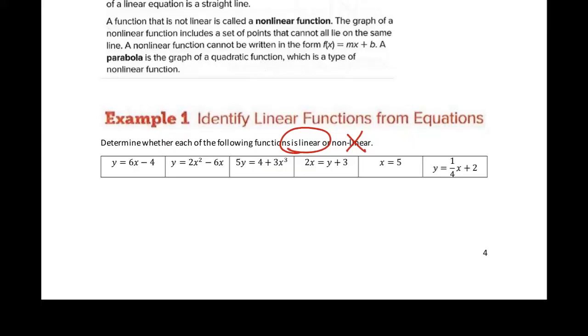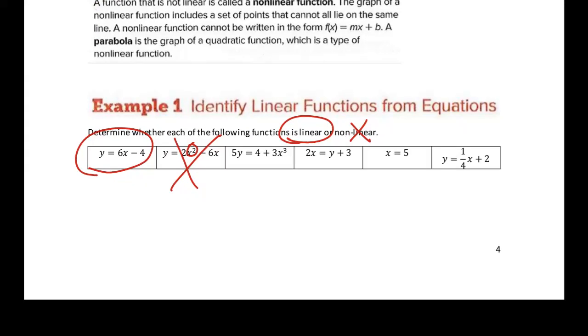Is that first equation linear or nonlinear? Linear. Good answer. All right, let's take a look at the second one. y equals 2x squared minus 6x. Is it linear? And he says, no, it is not. What makes it not linear? The 2. So you might circle the 2 to say it's the 2 that makes it nonlinear.